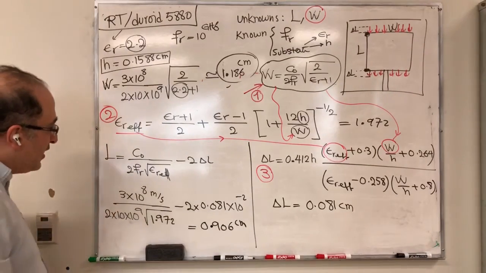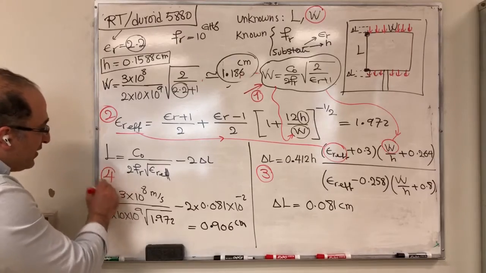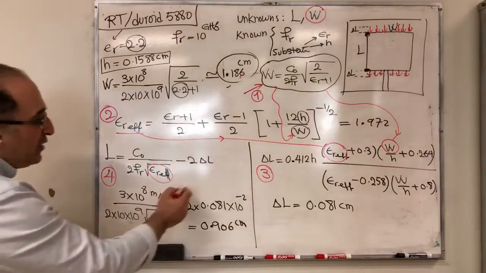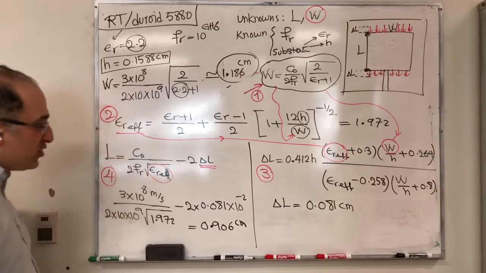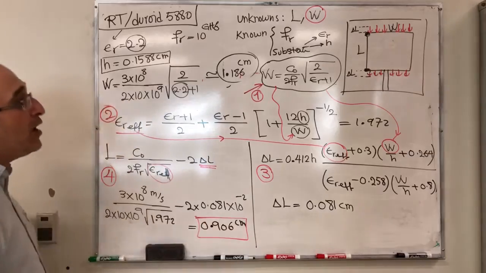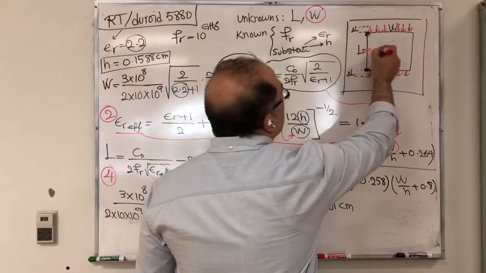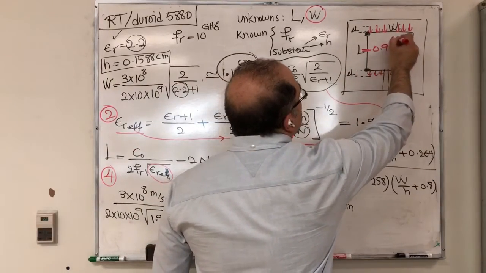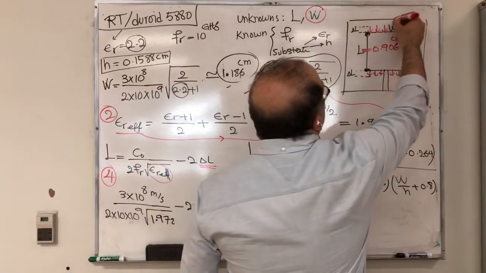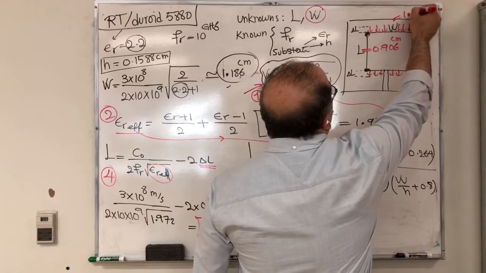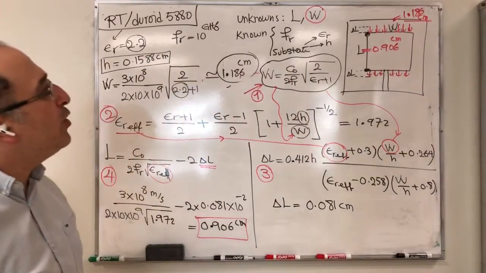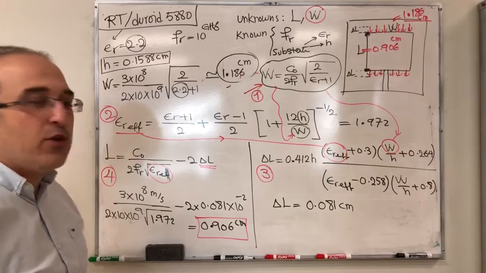And after that, this is your step 4 that relies on knowing epsilon_r effective that we have, and also the extension of the length. And at the end, you have the value for L, 0.906. So your L becomes 0.906 centimeter, and your W in this case is 1.186 centimeter. So that's essentially the end of our design.